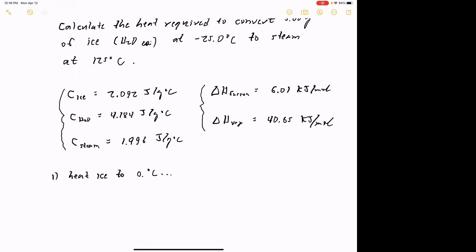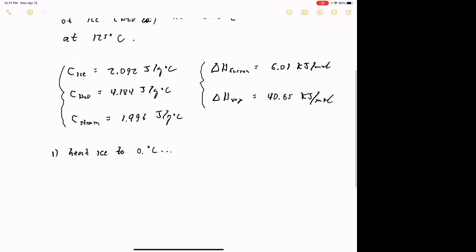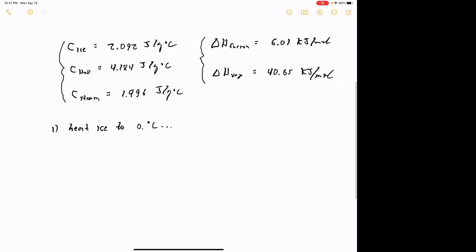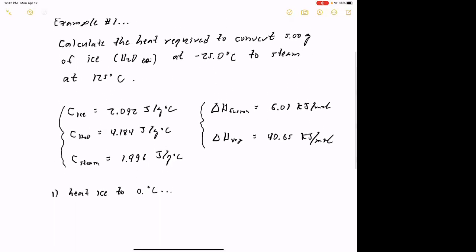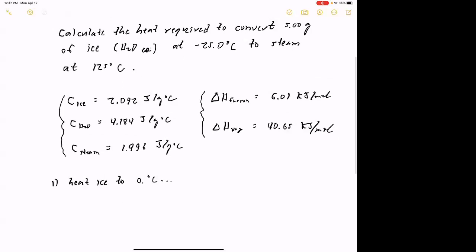The delta H of vaporization is the amount of heat required to convert 1 mole of liquid water at 100 degrees Celsius to steam. Okay, so I have to have all that information. All right, so in our first step, we have to heat the ice up so that we can convert it over to liquid water. That means I have to get it from wherever I started, minus 25 degrees Celsius, up to 0 degrees Celsius.